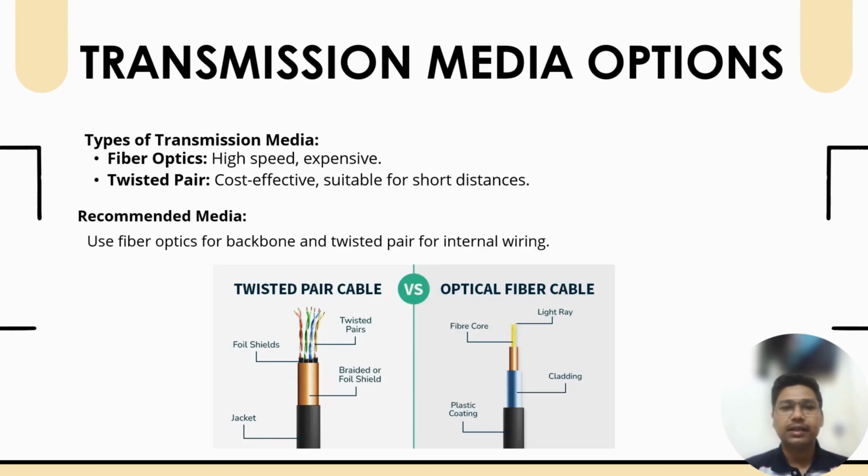We can take the example of a train to understand. Fiber optics are like an express train. Delivery is fast but expensive and can be used for long distances. Twisted pair is like a local train. This is cheaper but slower and can be used for shorter distances. For our office, I suggest using fiber optics for the backbone and twisted pair for the internal connection within the rooms. This will help in maintaining speed and balancing the cost.